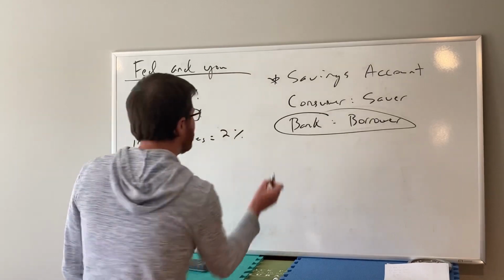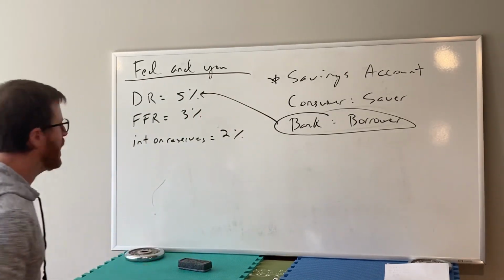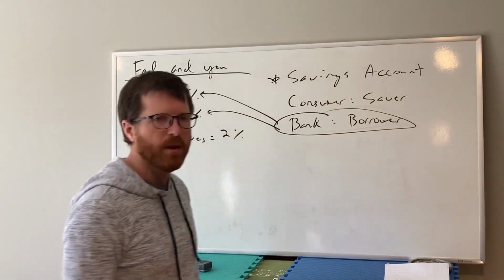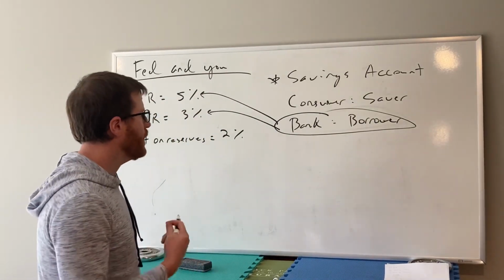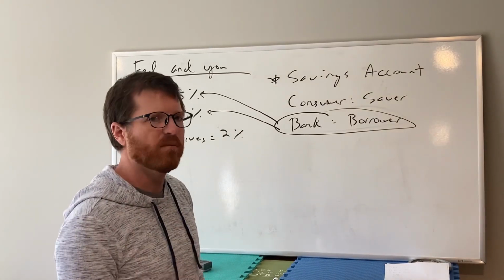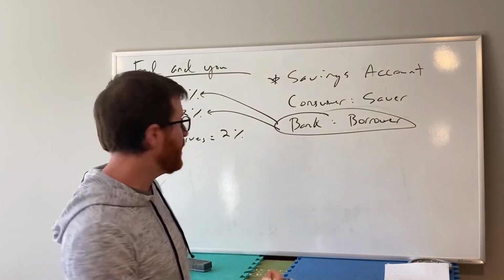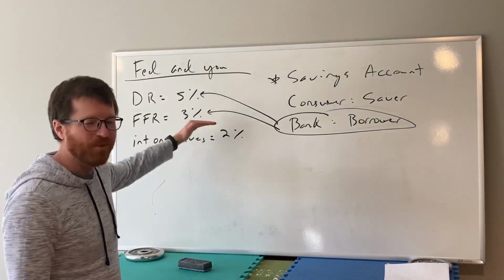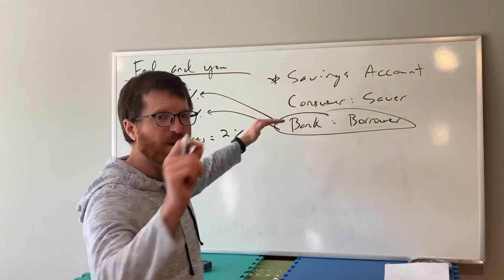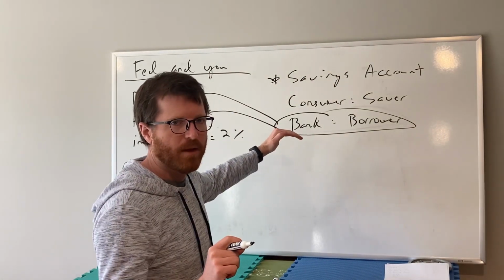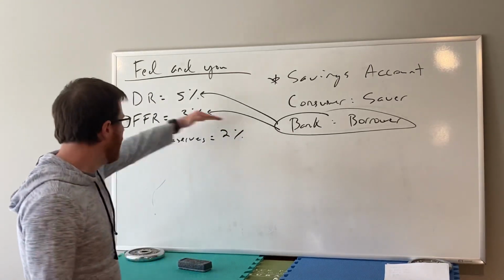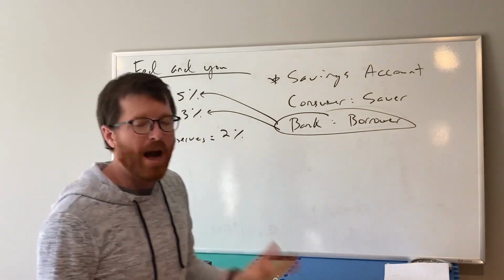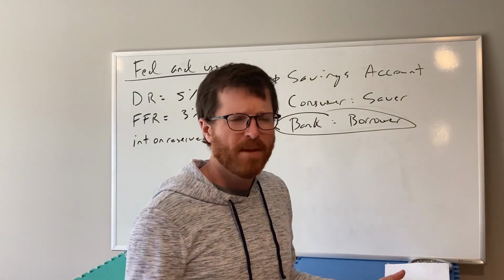If a bank needs to borrow, it could go borrow from the Fed at 5%. It could go borrow from the other banks at 3%. So given that information, what interest rate do you think the bank is going to give you? All right? If the bank needs to borrow, they can borrow as low as 3%, right? So if you save your money at the bank, the bank is never going to give you more than 3%. If I go into this bank right here and I say, I would like 4% on my savings account, the bank's going to say no.